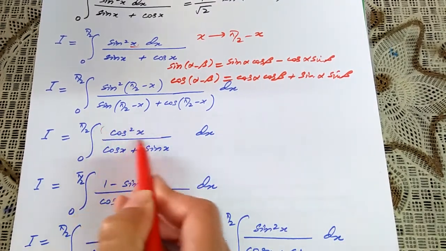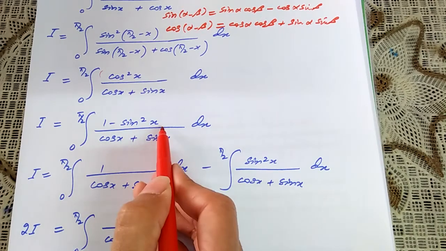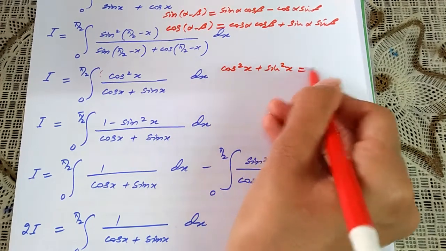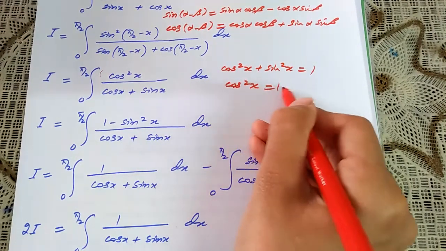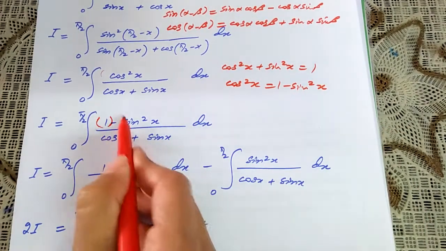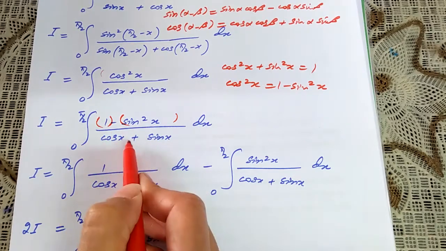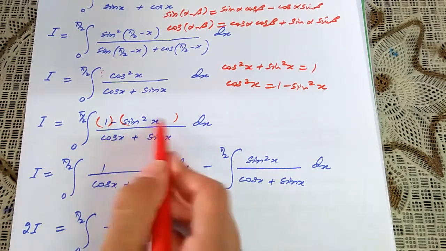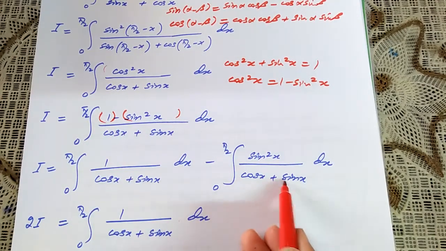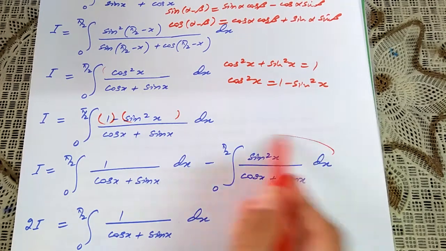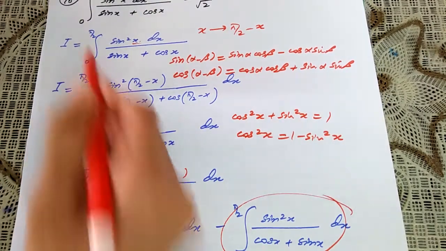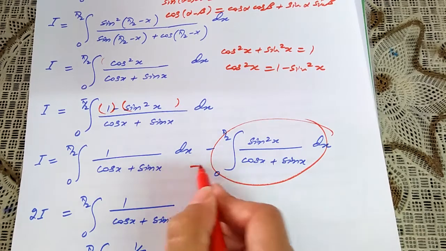Now you know that you can open this cos square of x as 1 minus sine square of x using the identity, that is cos square of x plus sine square of x equals 1. So cos square of x will be equal to 1 minus sine square of x. Replace it with this identity. Now you have two functions here in your numerator. You can just break your denominator into two parts with these numerators. It will be 1 over cos of x plus sine of x minus sine square of x over cos of x plus sine of x. If you observe, you got the same integral as this I. This is the same one with the same limit of integration as well. So I just replace it with negative I here.